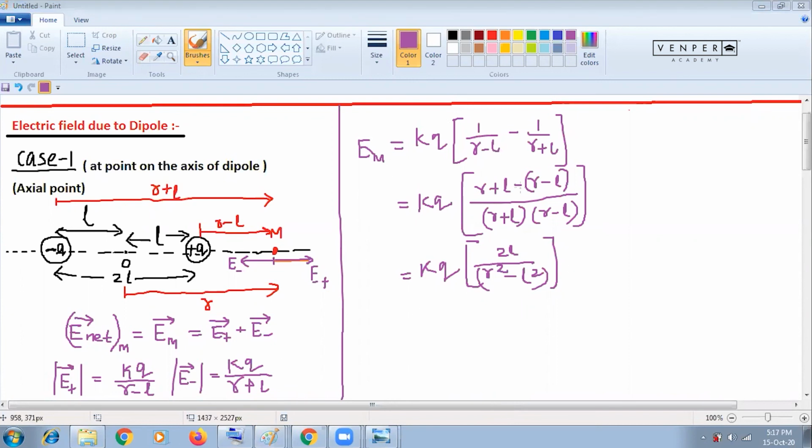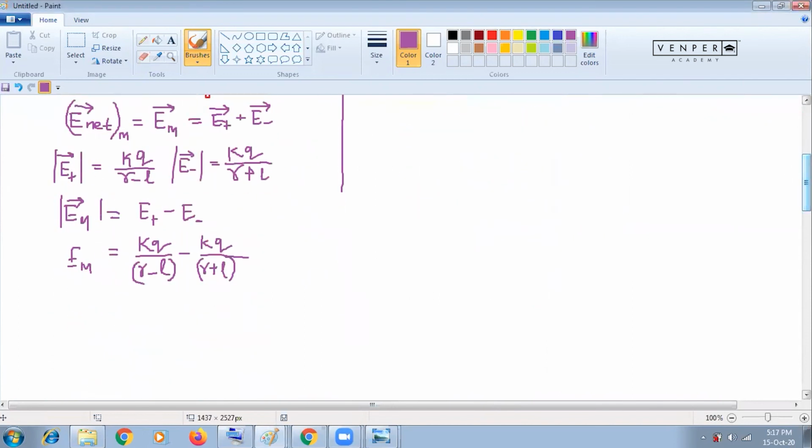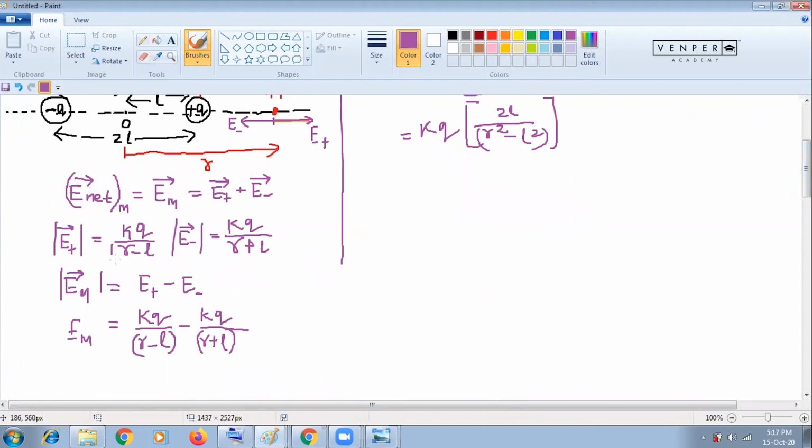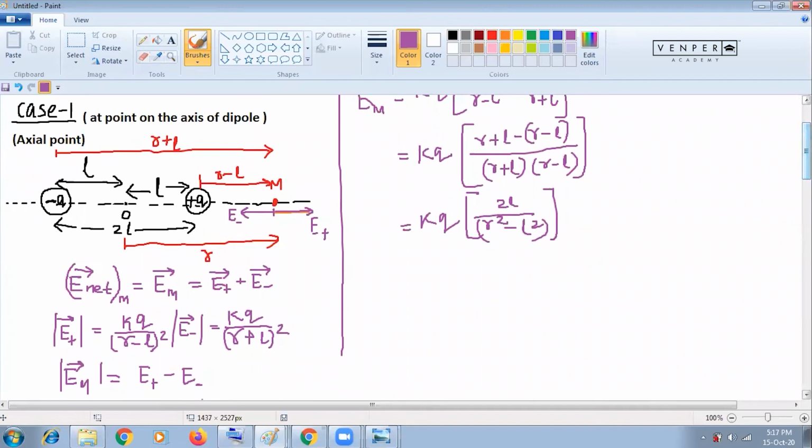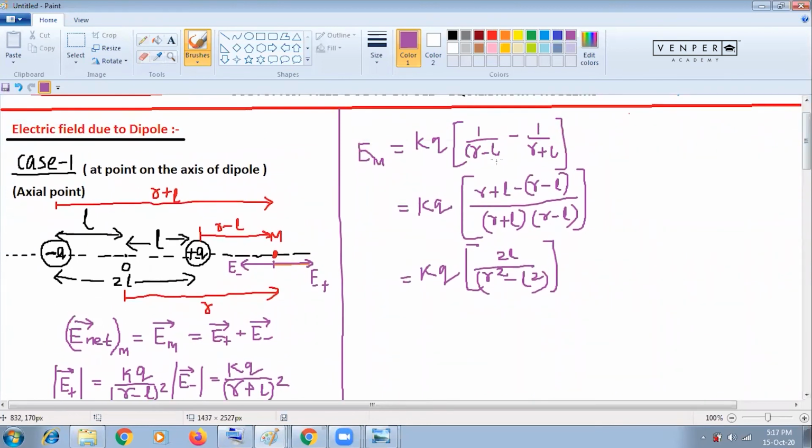Oh, sorry. I forgot to square. Here it is R minus L whole square, and here also R plus L whole square. Sorry for that. Here it is square also, because electric field is KQ by R square. So that's R minus L, R plus L, and this is your square, this is also your square. And here it will come then R plus L whole square minus R minus L whole square.